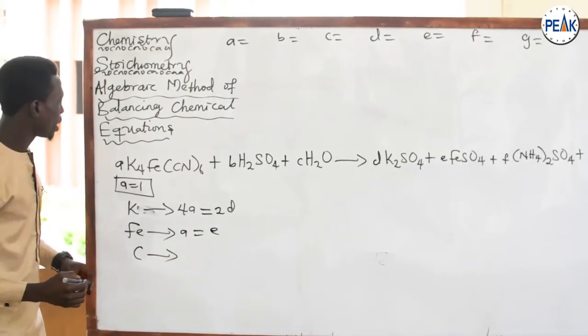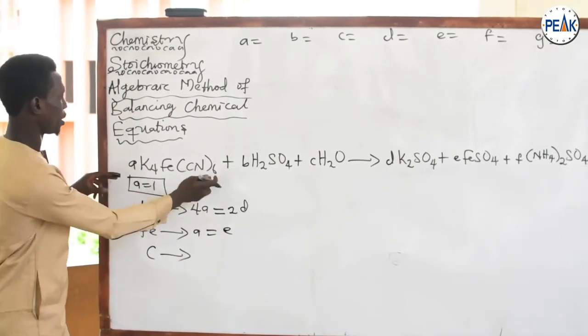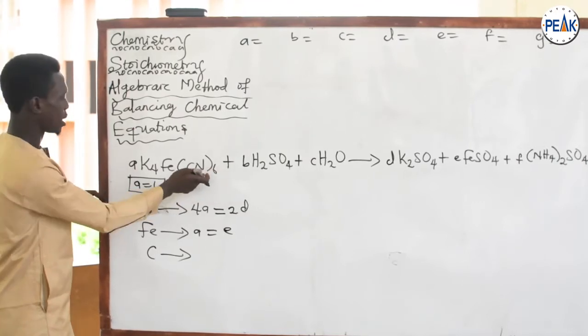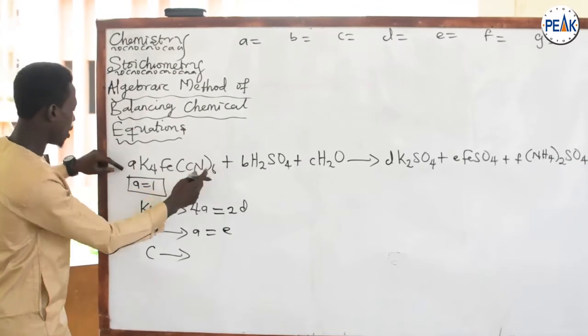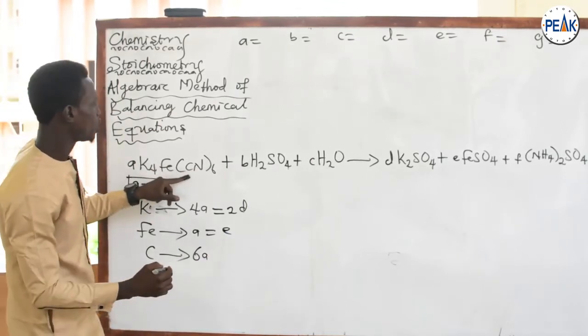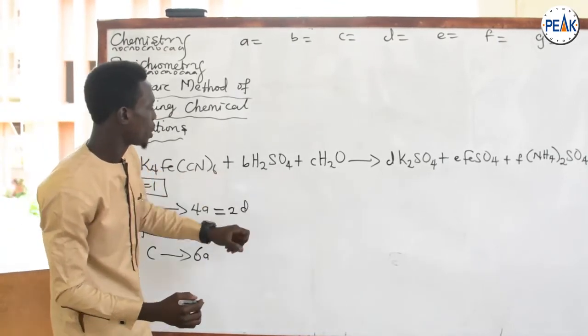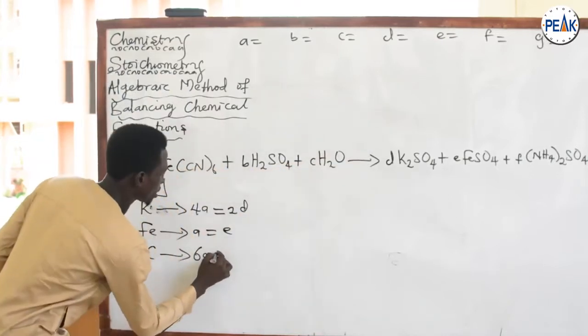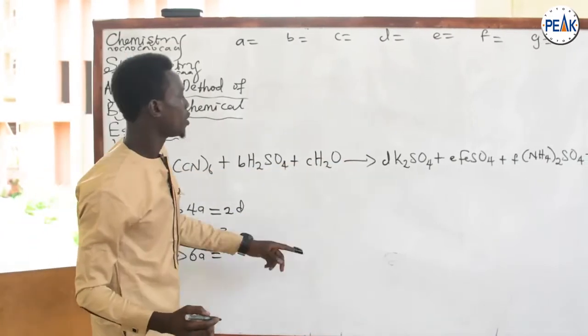For this equation to be balanced, how many moles of carbon do I have here? Don't forget that this 6 here is for carbon and nitrogen. I have 6A of carbon. Do I have carbon again? No. Which means to the product side, I introduce my equality sign. Where do I have carbon?